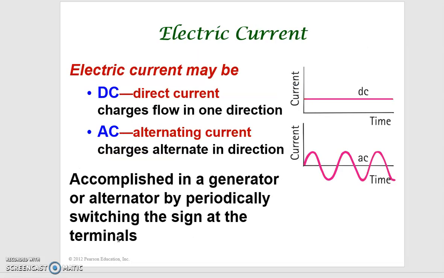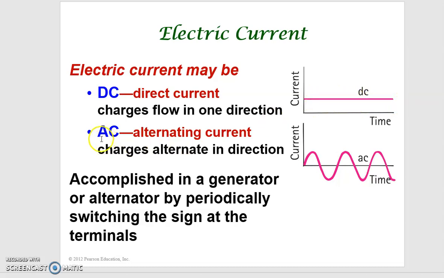Electric current has two different categories. One is the DC current and the second one is the AC current. What does that mean? DC current is the so-called direct current. The charge flows in one direction. If you plot the current on the y-axis and time on the x-axis, you will find that the direction of the current is only to one direction.